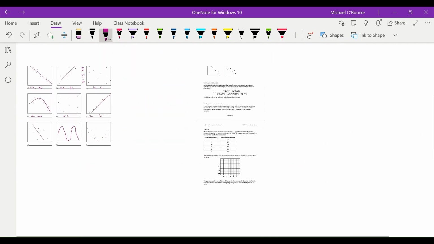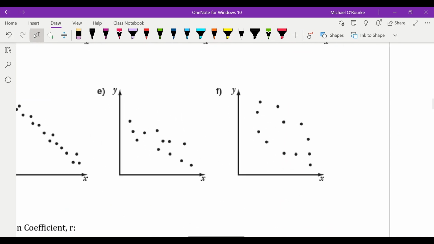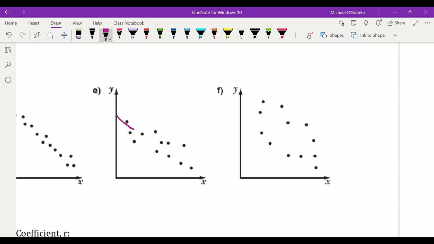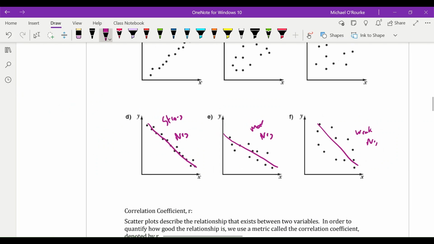See if I can find my other examples. So if I find a moderate one. Here's one here that I would deem as moderate. Right? It's not super close. Like here, I would say this is weak negative. Right? This would be my strong negative. And this would be my moderate negative. You kind of see the difference between them. Strong, we're really close together around the line of best fit. Here, we're a little bit spread out, and here, we're even more spread out.